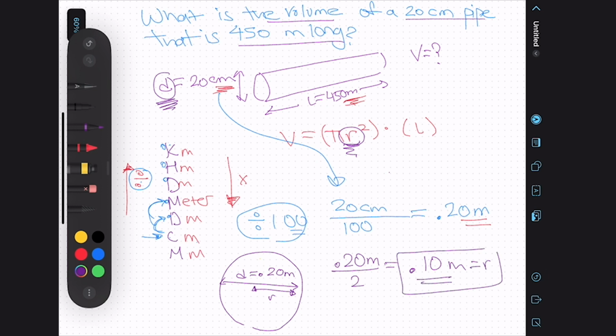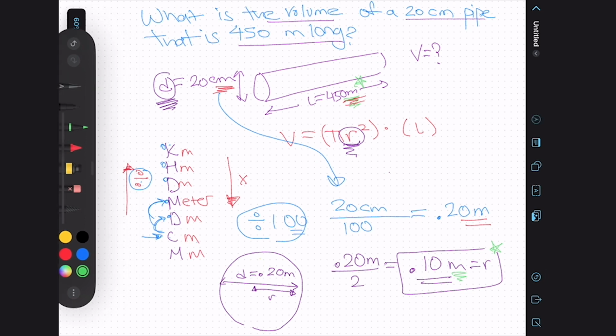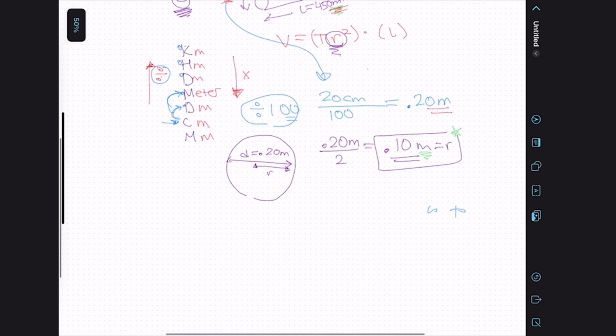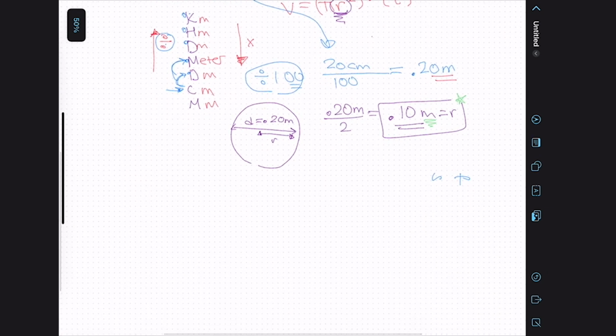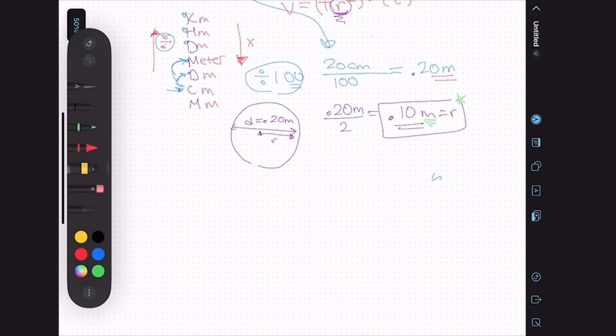Perfect. So now we have everything we need to plug and play into the formula. We have our radius, we're given our length, our units all are looking good. So let's go ahead and plug everything into the formula, and I'm just going to zoom out a bit and give us a bit more room to work with. So let's begin. My formula: volume is pi r squared multiplied by length.